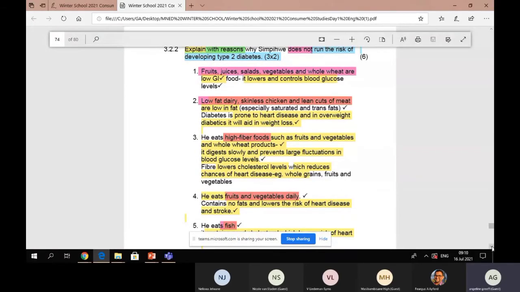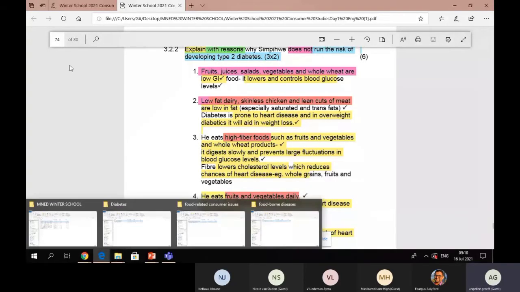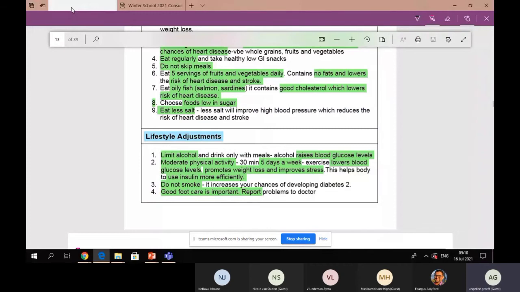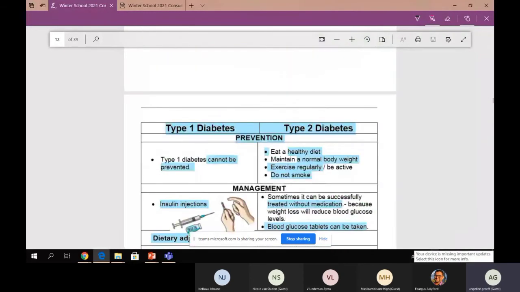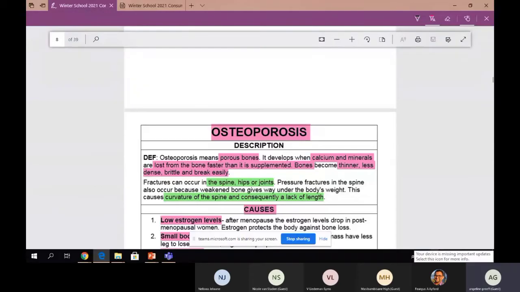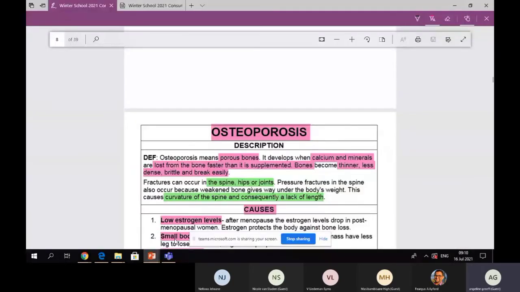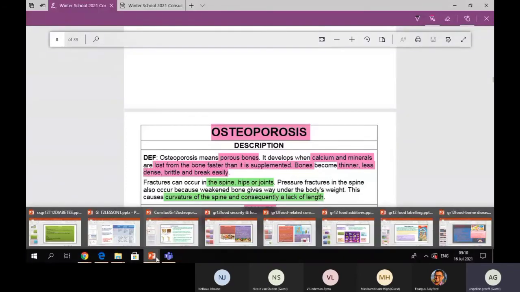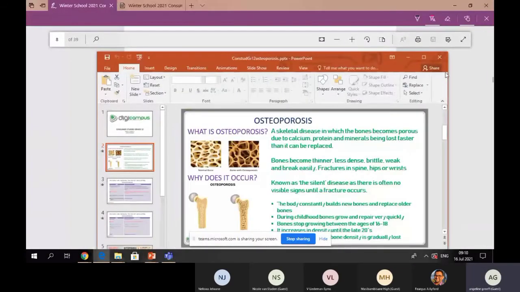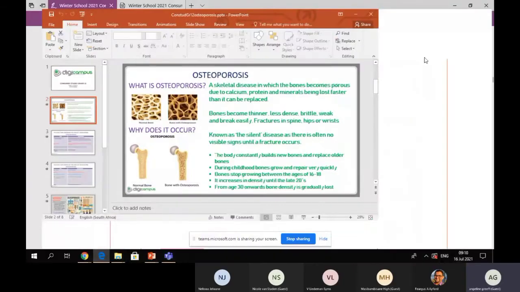We are now going to have a look at... let me go back. Let's go up and go to osteoporosis. I'm going to go to my slide on osteoporosis. Not responding. Why not? Okay, come.